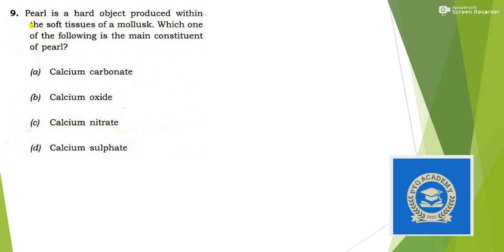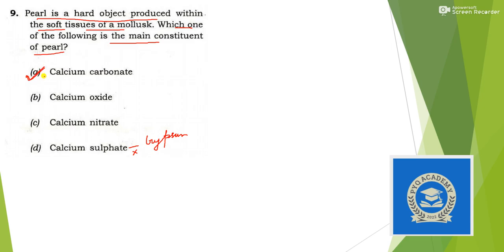Okay, this is an important question. Pearl is a hard object produced within the soft tissues of a mollusk. Which one of the following is the main constituent of pearl? That means the pearl is made up of which of the following constituents. So first is calcium carbonate, second is calcium oxide, third is calcium nitrate, and fourth is calcium sulfate. This calcium sulfate is gypsum, so this cannot be. Our answer is calcium carbonate.